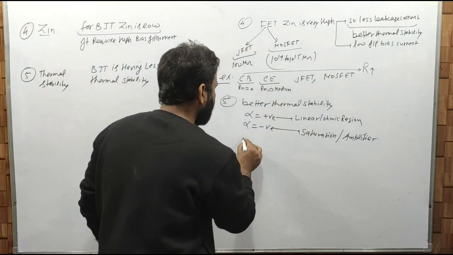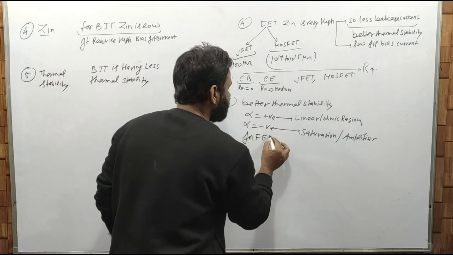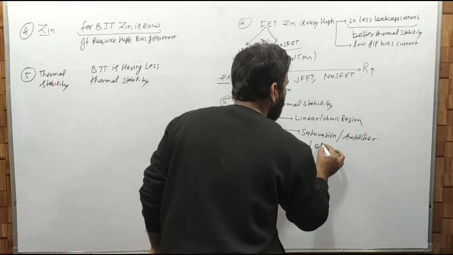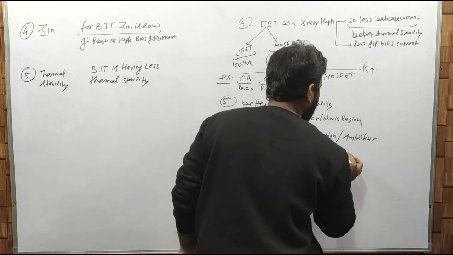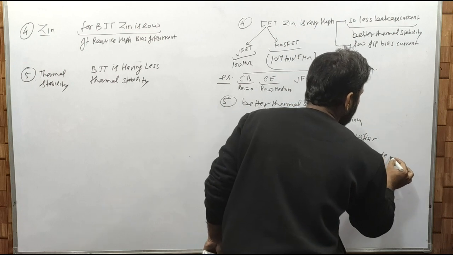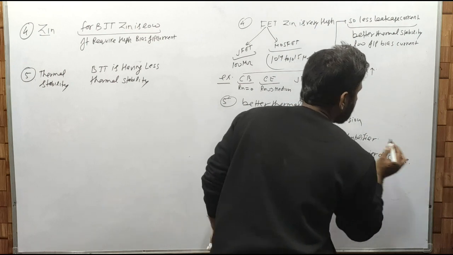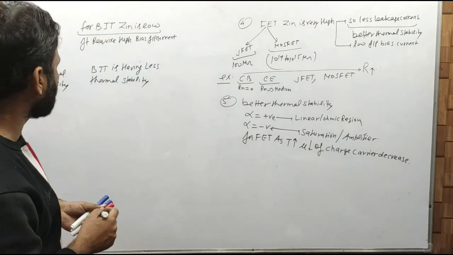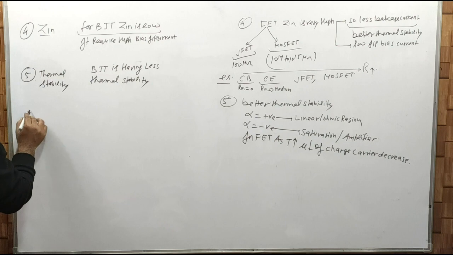नाउ इन फील्ड इफेक्ट ट्रांजिस्टर as temperature increases the mobility of charge carrier decreases. That's why these devices are having better thermal stability. I hope so ये point भी clear हो गया होगा. Now sixth point की बात करते हैं.